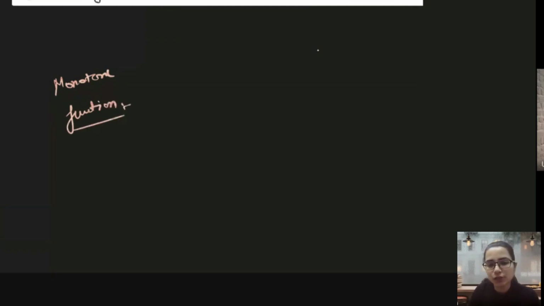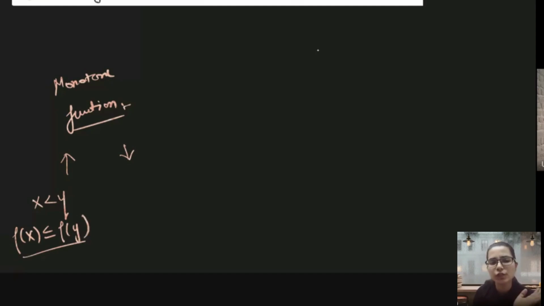So a monotone function is a function which is either monotonically increasing or monotonically decreasing. We have 4 types of monotone functions: monotonically increasing, monotonically decreasing, monotonically strictly increasing, monotonically strictly decreasing. So monotonically increasing functions are those functions where whenever you have x less than y, you have f of x less than or equal to f of y. So a constant function, if you think of it, is also a monotonically increasing function.